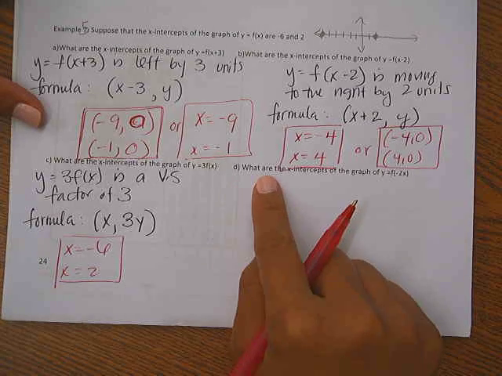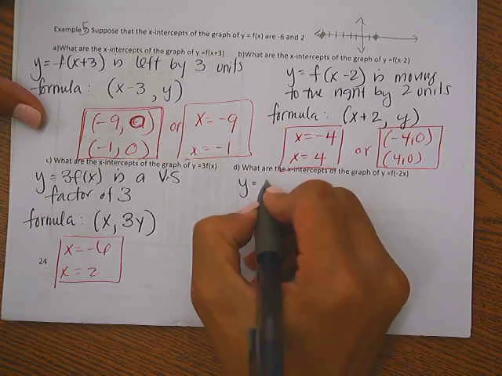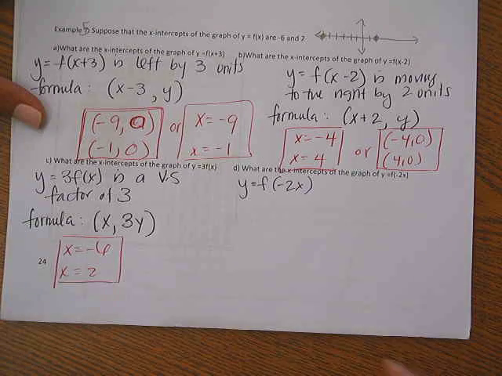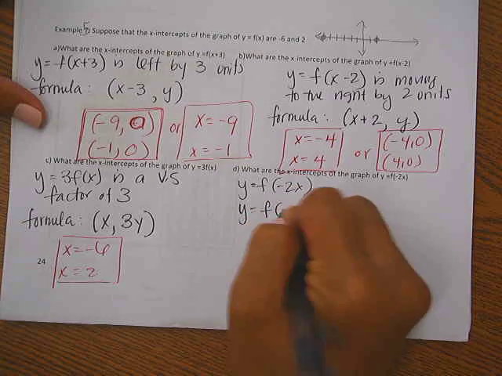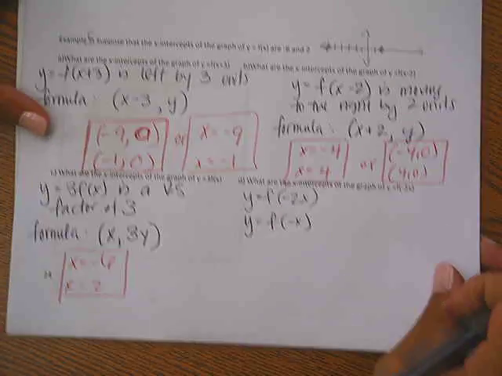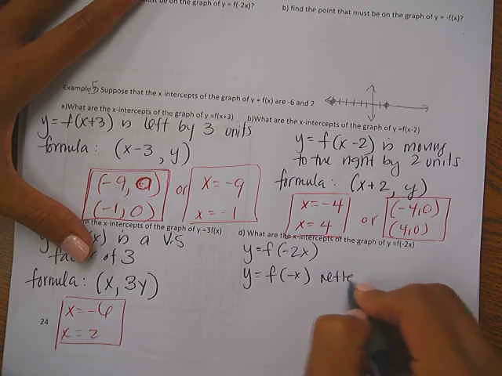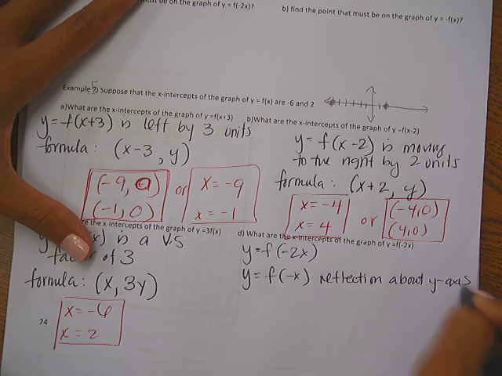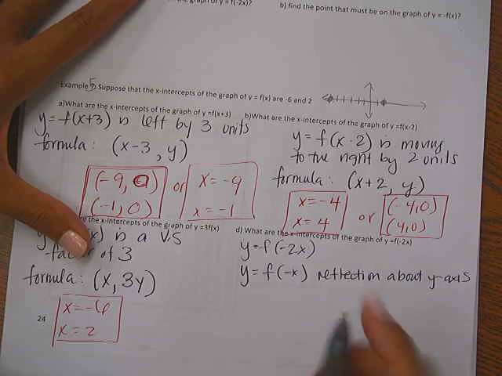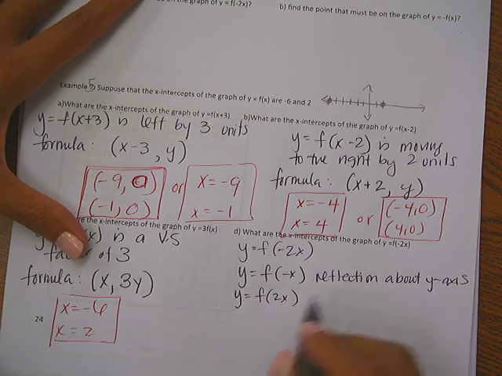Last piece. What are the x-intercepts now if we have y equals f of -2x? There are two transformations here. The first one, y equals f of -x. We saw this earlier, and let's move it really quickly. This is a reflection about the y-axis. Then we have a 2, so y equals f of 2x. Then we're going to put them together.